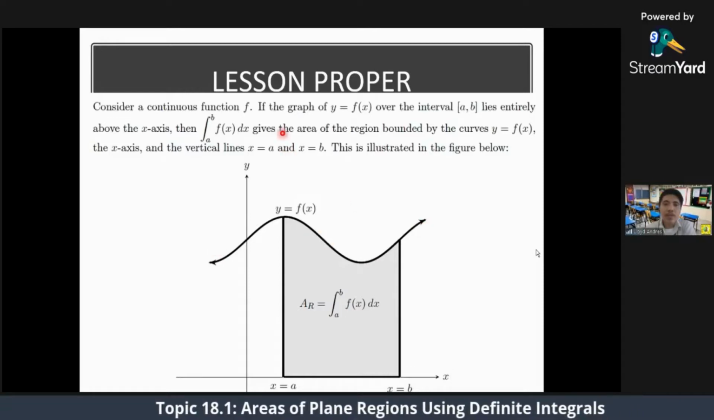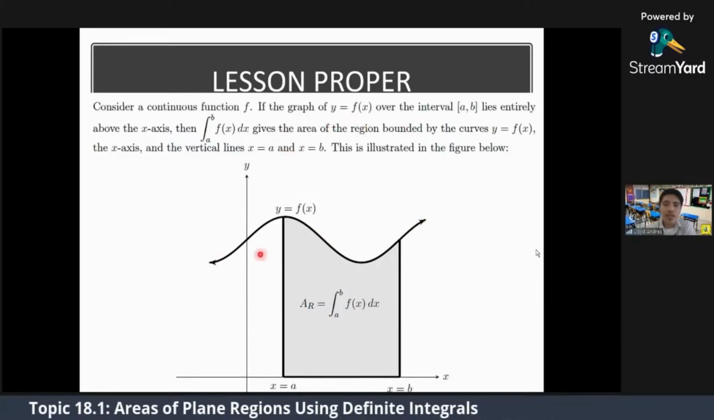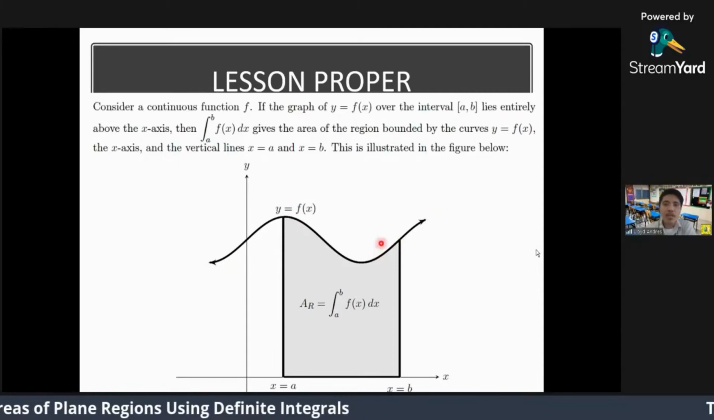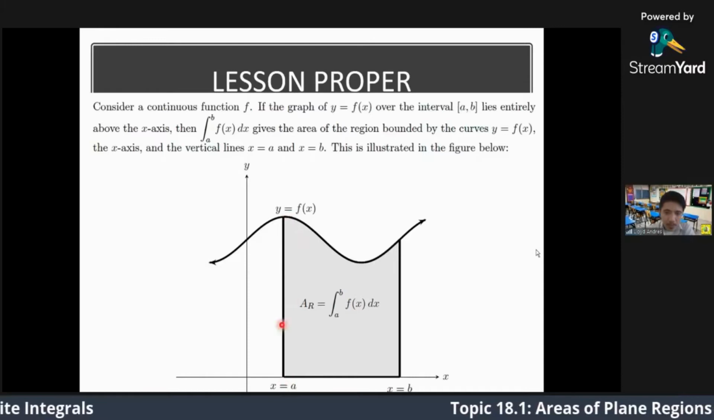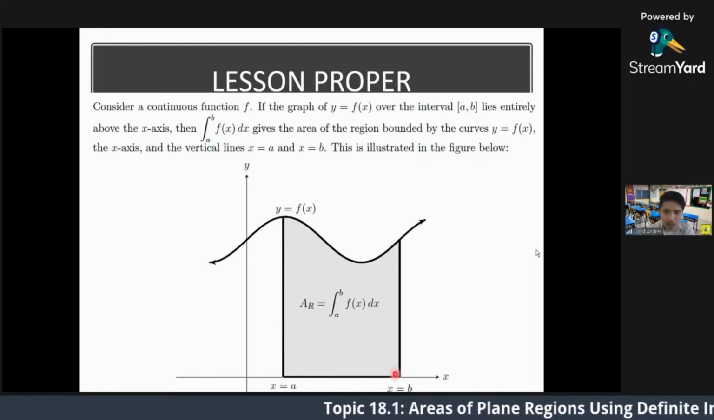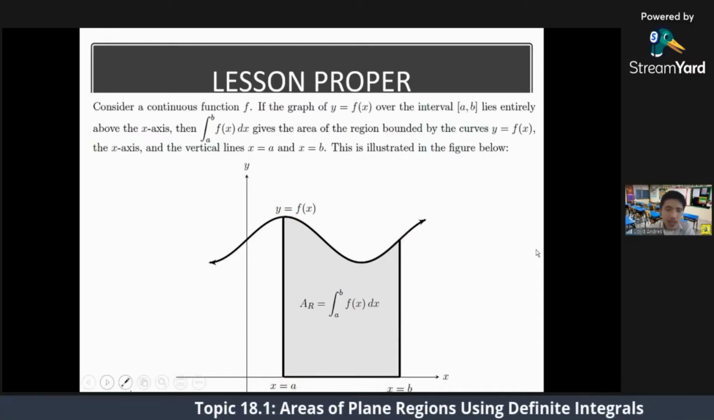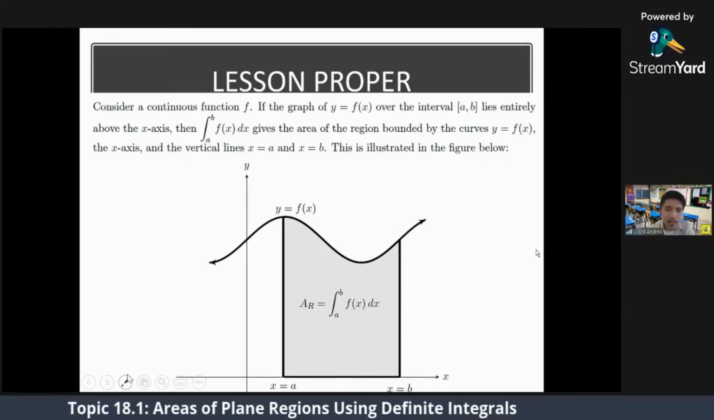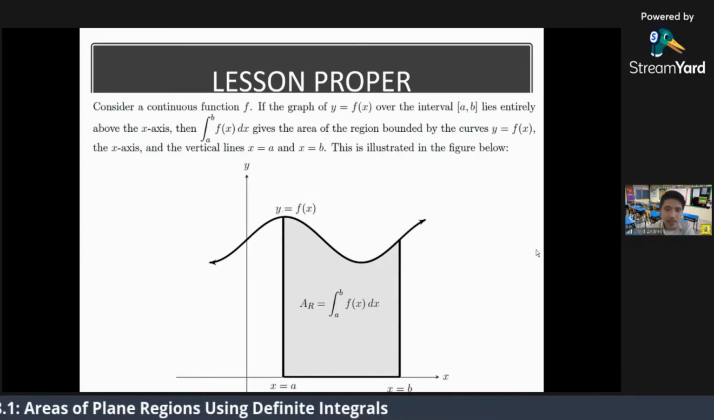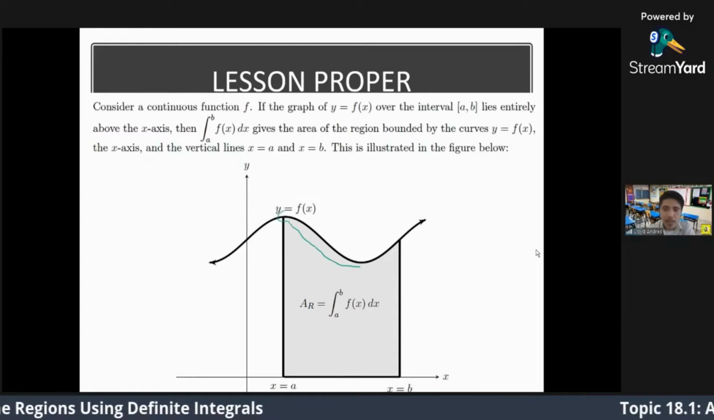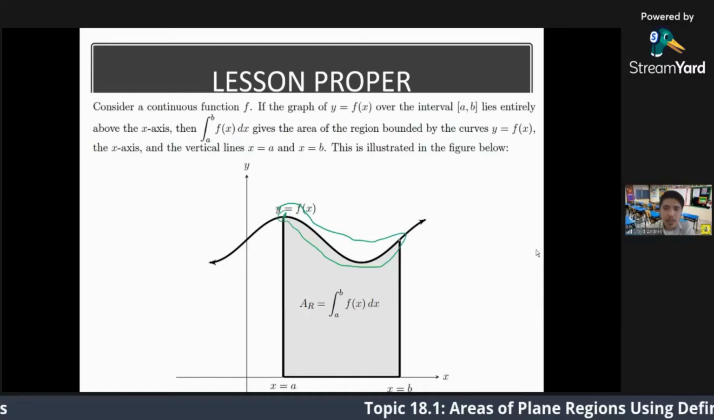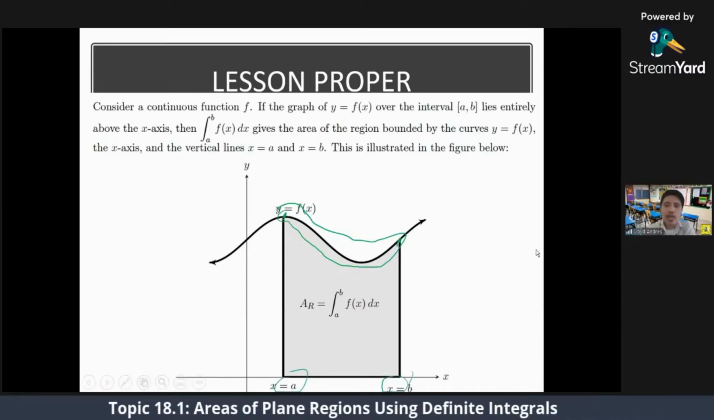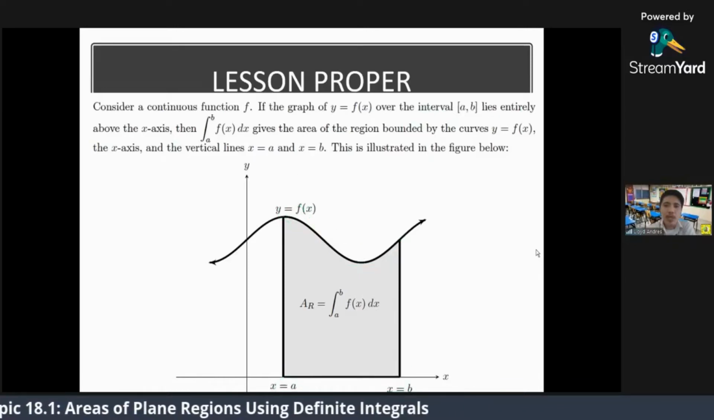If the graph of y equals f of x is over the interval from a to b, meaning from here to here, we are considering only this part of the graph, the interval from a to b. So, let's focus on that part.